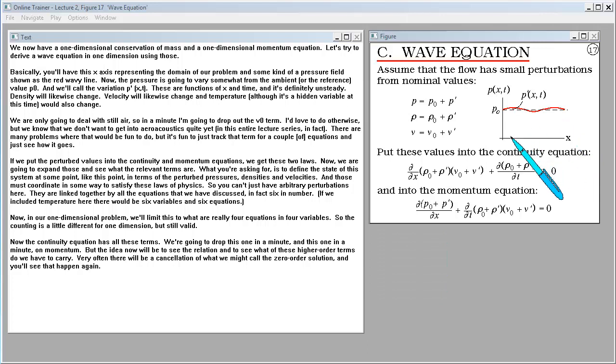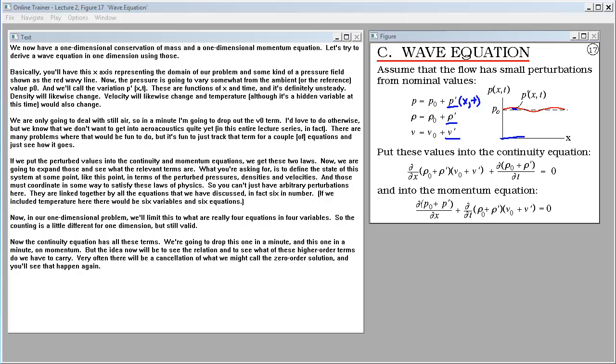Basically, you have this x-axis representing the domain of our problem and some kind of a pressure field shown as the red wavy line. Now, the pressure is going to vary somewhat from the ambient or the reference value P0, and we'll call the variation P prime of x and t. These are functions of x and time, so it's definitely unsteady. Density will likewise change. Velocity will likewise change, and temperature, although it's a hidden variable at this time, would also change.